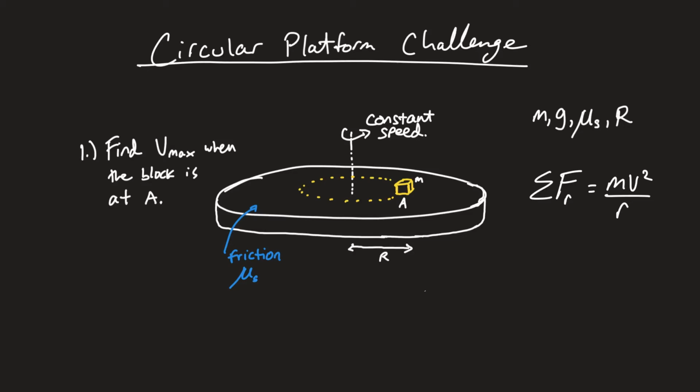Let's take a look at the solution to number 1. What's required for an object to move in circular motion? Well, you should know that a net inward force is required. We call that the centripetal force.